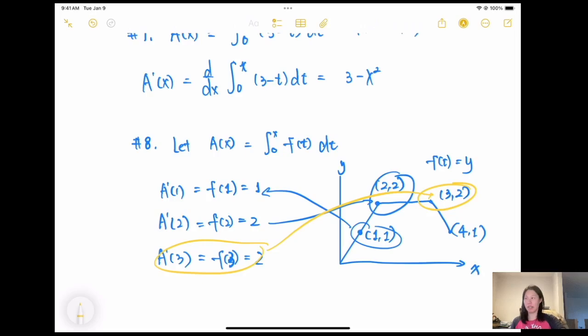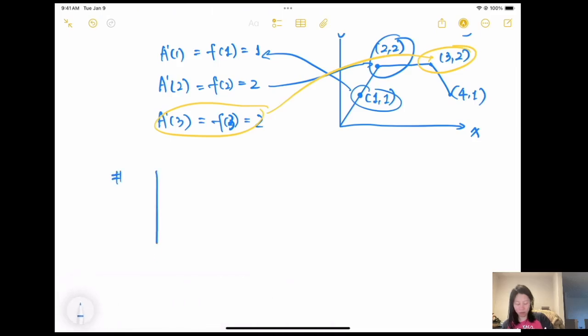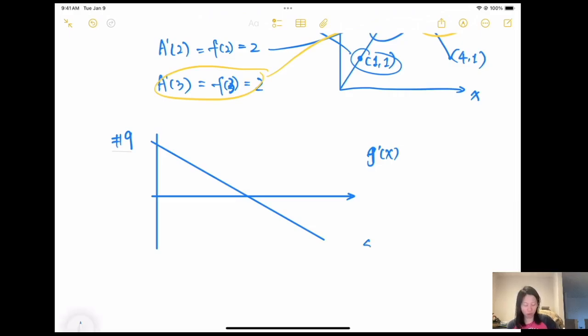All right. Now, number 9. Number 9 is giving you a graph, and the graph is the first derivative, g prime of x. For the first one, I'm going to go over number 9. It is a decreasing function. So now they want you to sketch a graph of g of x. So now let's analyze the g prime of x first.